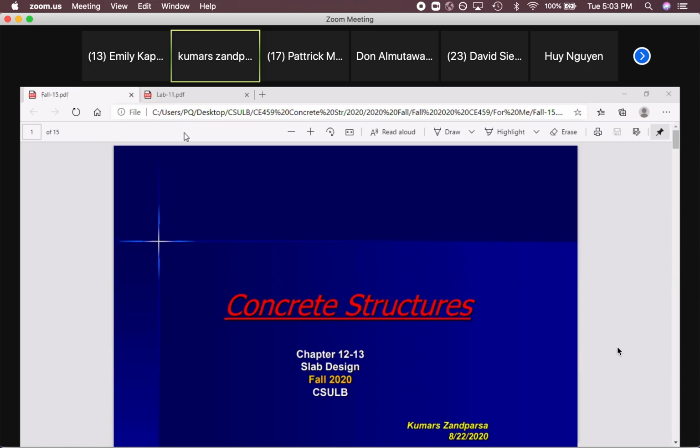And because of that, I added this part to our lecture, slab design. And I'm going to give you the design for one-way slab and two-way slab, and we will learn what is the difference between one-way slabs and two-way slabs, and how to design them. Based on the old code, there were some tables for two-way slabs, which is actually the hardest part in our design.